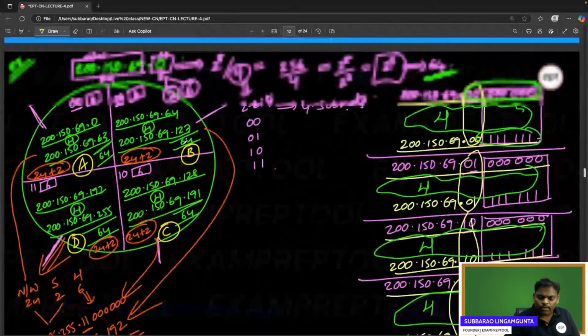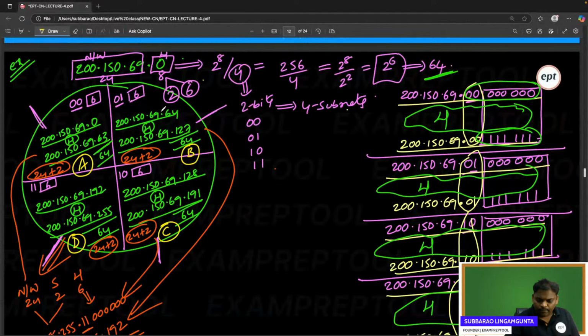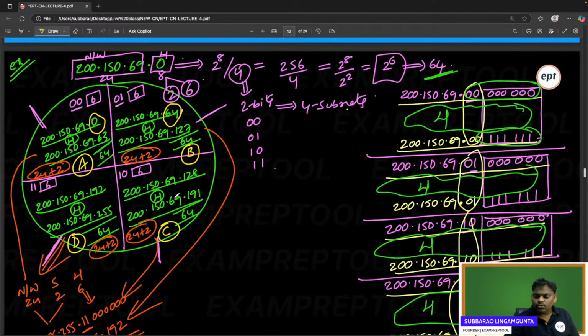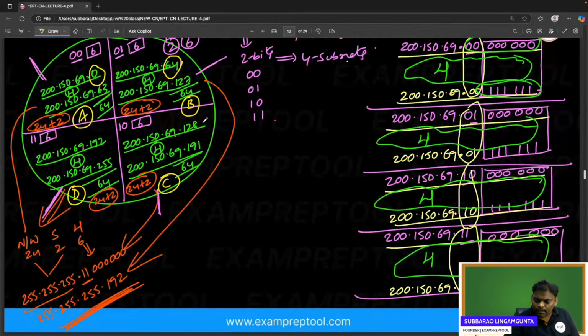Let's go to B. This is B. Sorry for this. In the B, if you observe, what is the net ID? In the B, net ID is this. First person is net ID. In the A, net ID this. Subnet part, host part all zeros. That is the net ID. So in the C, net ID, first person is net ID. In the D, this is the net ID.